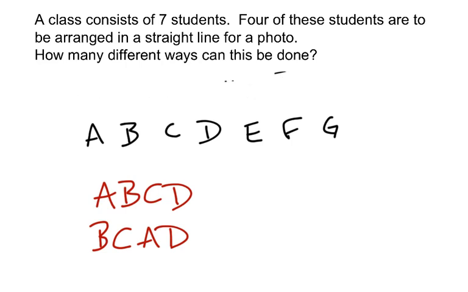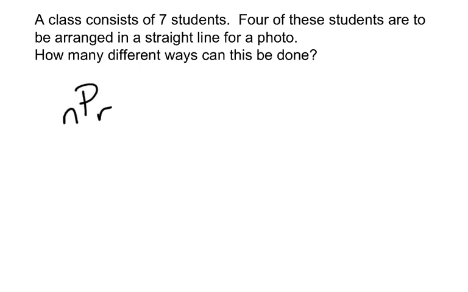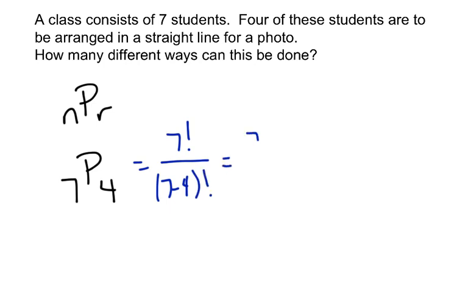So when I go to answer this question and try to figure out how many different ways this could be done, I am going to use the formula for a permutation. And in this case, how many students do I have? Well, I have 7. And how many of them are going to be in this photo? 4. So I have 7P4. This is a permutation of 7 things, taken 4 at a time. And now, for the smooth and easy part, we'll plug this into our formula. I've got 7 factorial over 7 minus 4 factorial, or 7 factorial divided by 3 factorial.